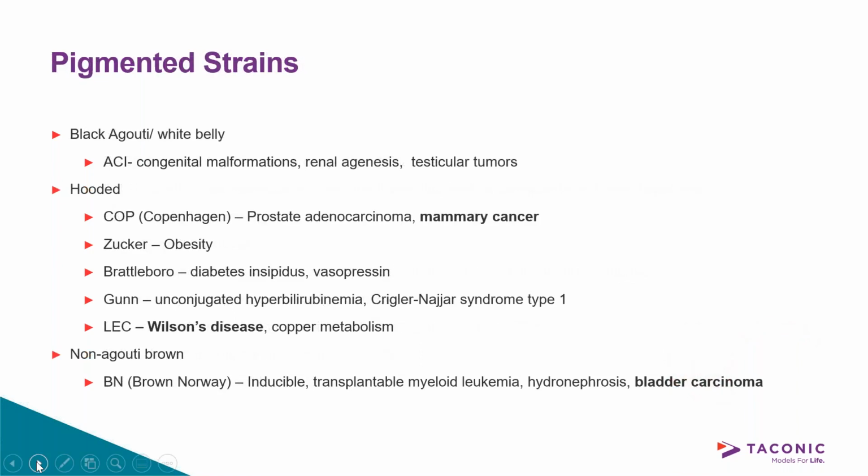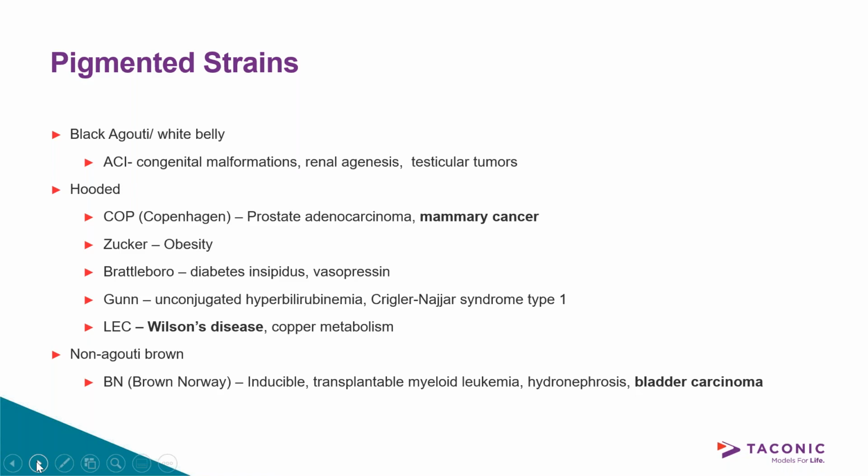Pigmented strains: rats also come in great colors, like agouti with the ACI. Hoodeds, there are many different hooded lines, so they can have a black hood or a tan hood. But I wanted to point out just a couple. The Zucker fatty is a black hooded rat that's known for obesity. And then the LEC rat, which is a model for Wilson's disease. Wilson's disease is a copper storage disease. It's also seen in people.